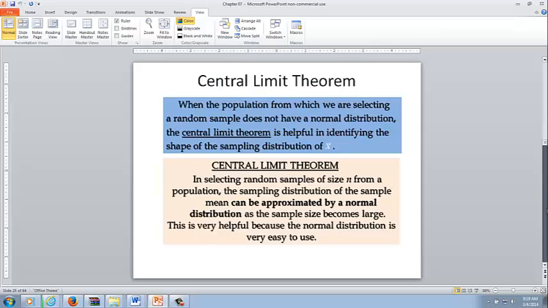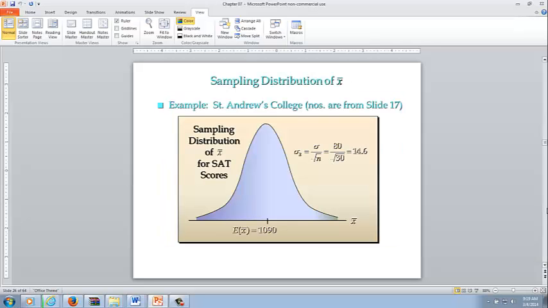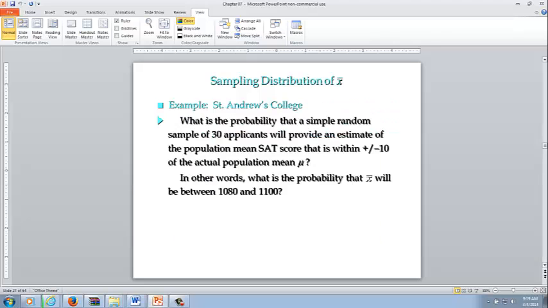Let's now look at concrete examples. Remember this. Let's assume that the 900 applications for St. Andrews College are normally distributed. Let us now ask this question. What is the probability that if we draw a simple random sample of 30, the sample mean x bar will be between 1080 and 1100?